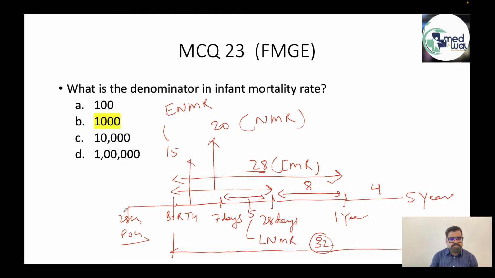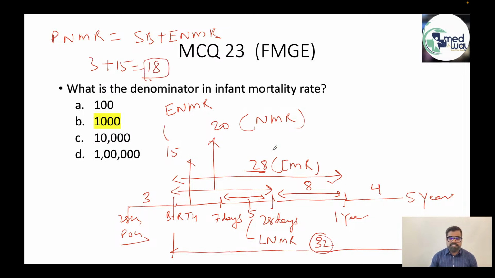What is stillbirth? It means kids dying with no signs of live birth. It is 3. So from 28 weeks of period of gestation till birth, it is 3. One more indicator is the perinatal mortality rate, which includes stillbirth, and it also includes the early neonatal mortality rate. So it is 3 plus 15, which is 18.